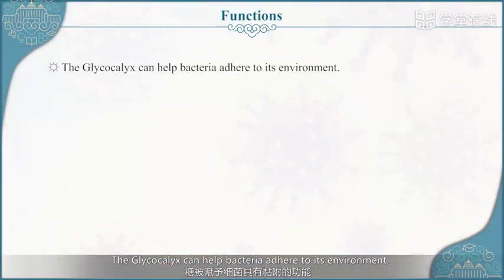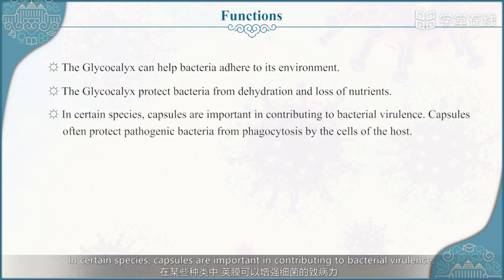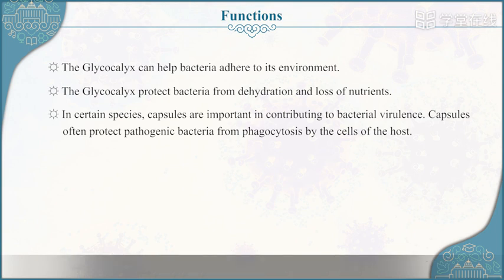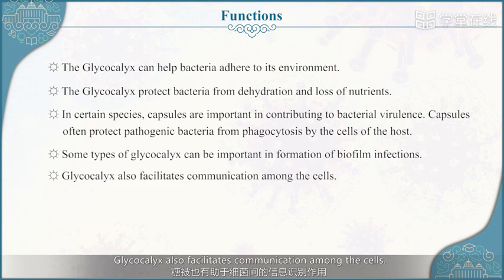The glycocalyx can help bacteria adhere to their environment. The glycocalyx protects bacteria from dehydration and loss of nutrients. In certain species, capsules contribute to bacterial virulence. Capsules often protect pathogenic bacteria from phagocytosis by cells of the host. Some types of glycocalyx can be important in the formation of biofilm infections. Glycocalyx also facilitates communication among cells.